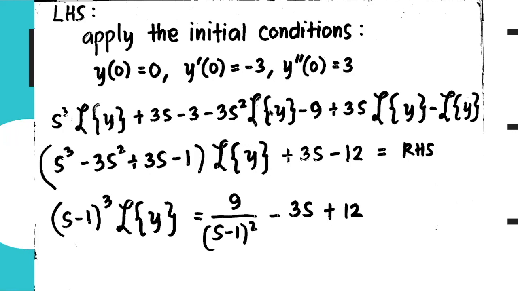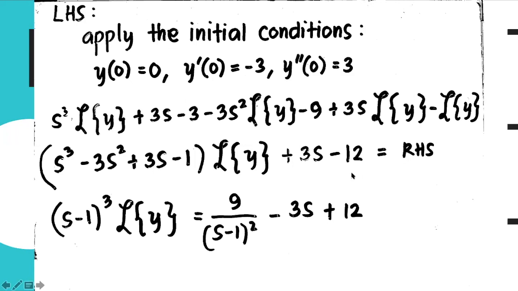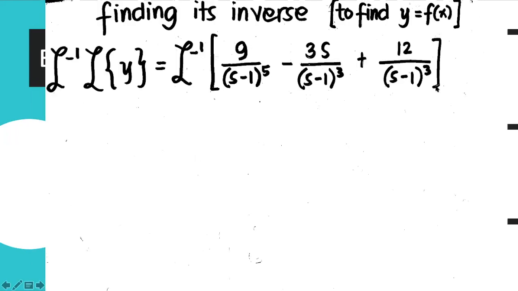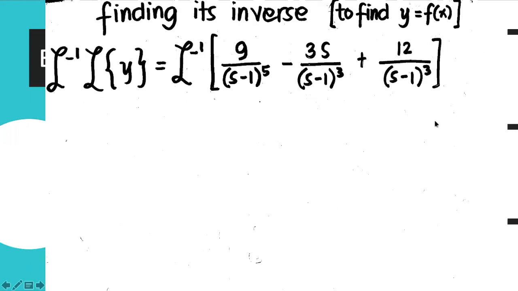So, ito magiging s minus 1 to the 5th. Ito yon. Yung second term natin, minus 3s over s minus 1 cube. Ito na siya. Yung third term natin, 12 divided by s minus 1 cube. So ito na. Ngayon, since we are to solve for the solution of a DE, na yung variable na given ay y tsaka x, since we have the transform now, kailangan natin i-take yung inverse Laplace nito to find for y equal to f of x, yung pinaka-solution ng DE natin.